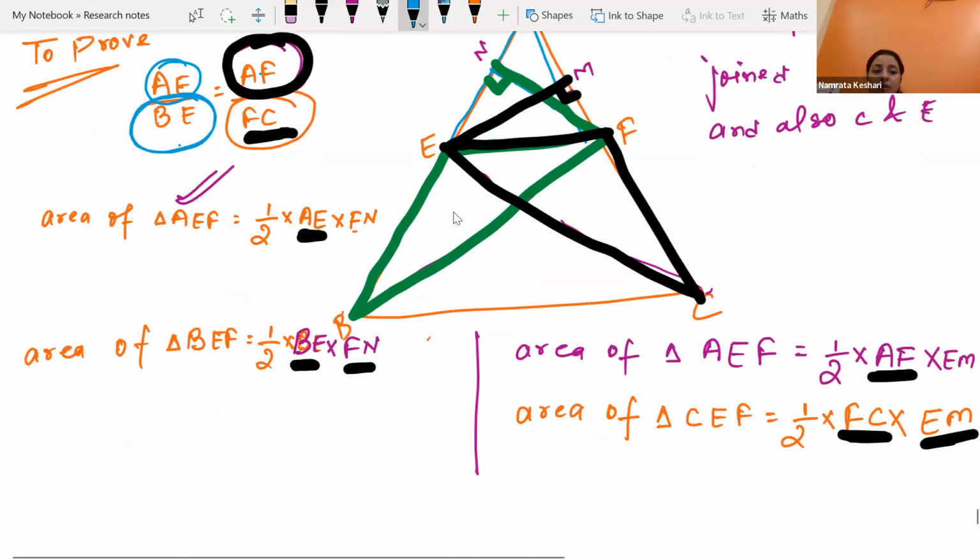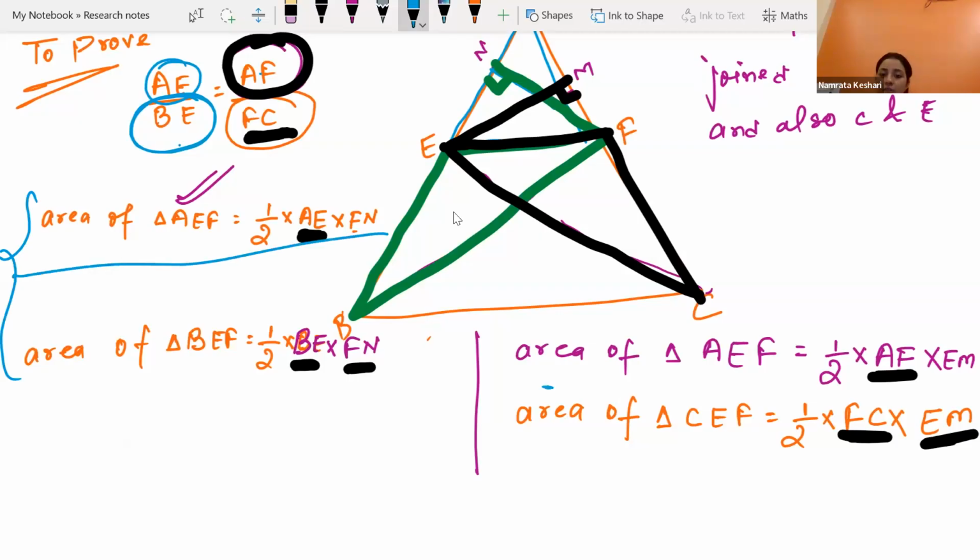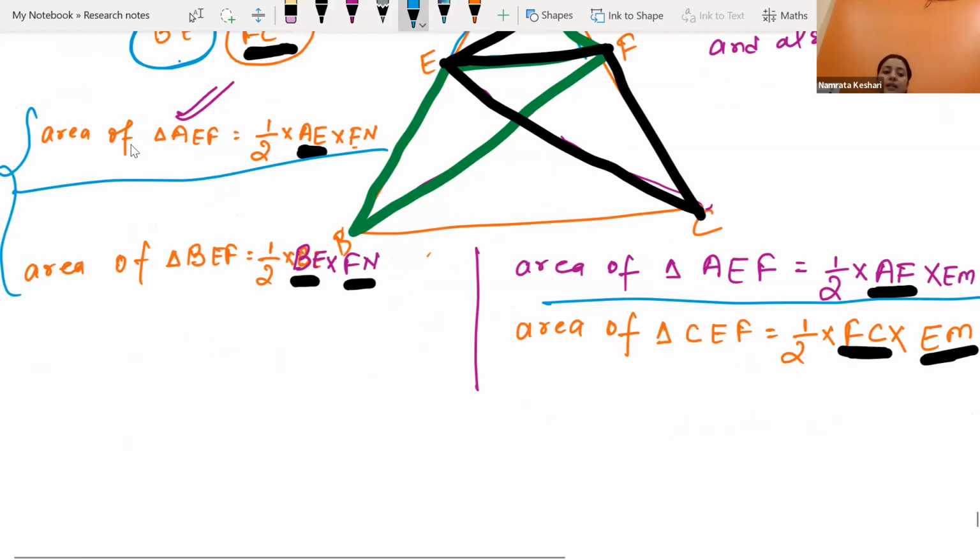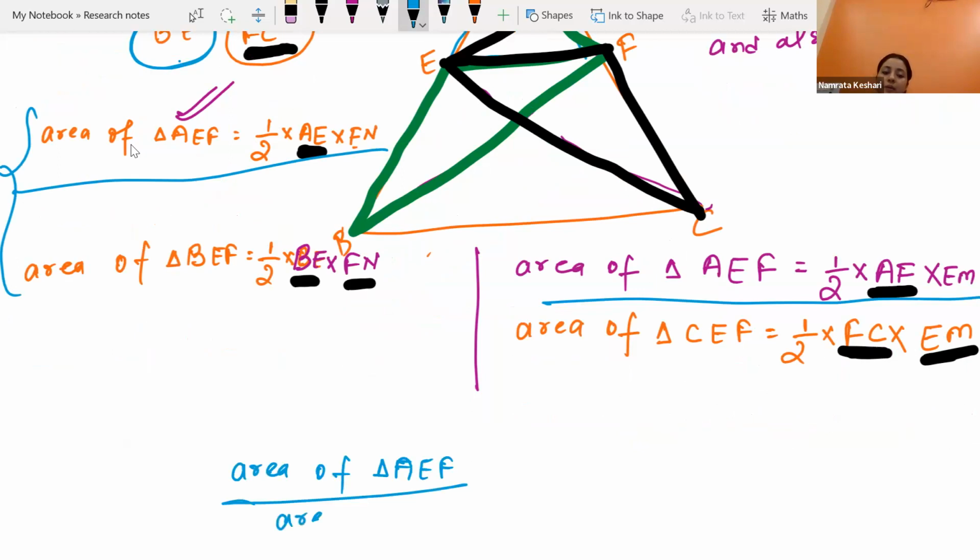Now we can see over here, we have to find the ratio between these two, right? The ratio between these two and the ratio between these two areas. Area of this one, area of this one. If we can say that both are the same, then we are done. So what we want to say is that if in any way we can say that the area of triangle AEF over area of triangle BEF. Let's see what we get.